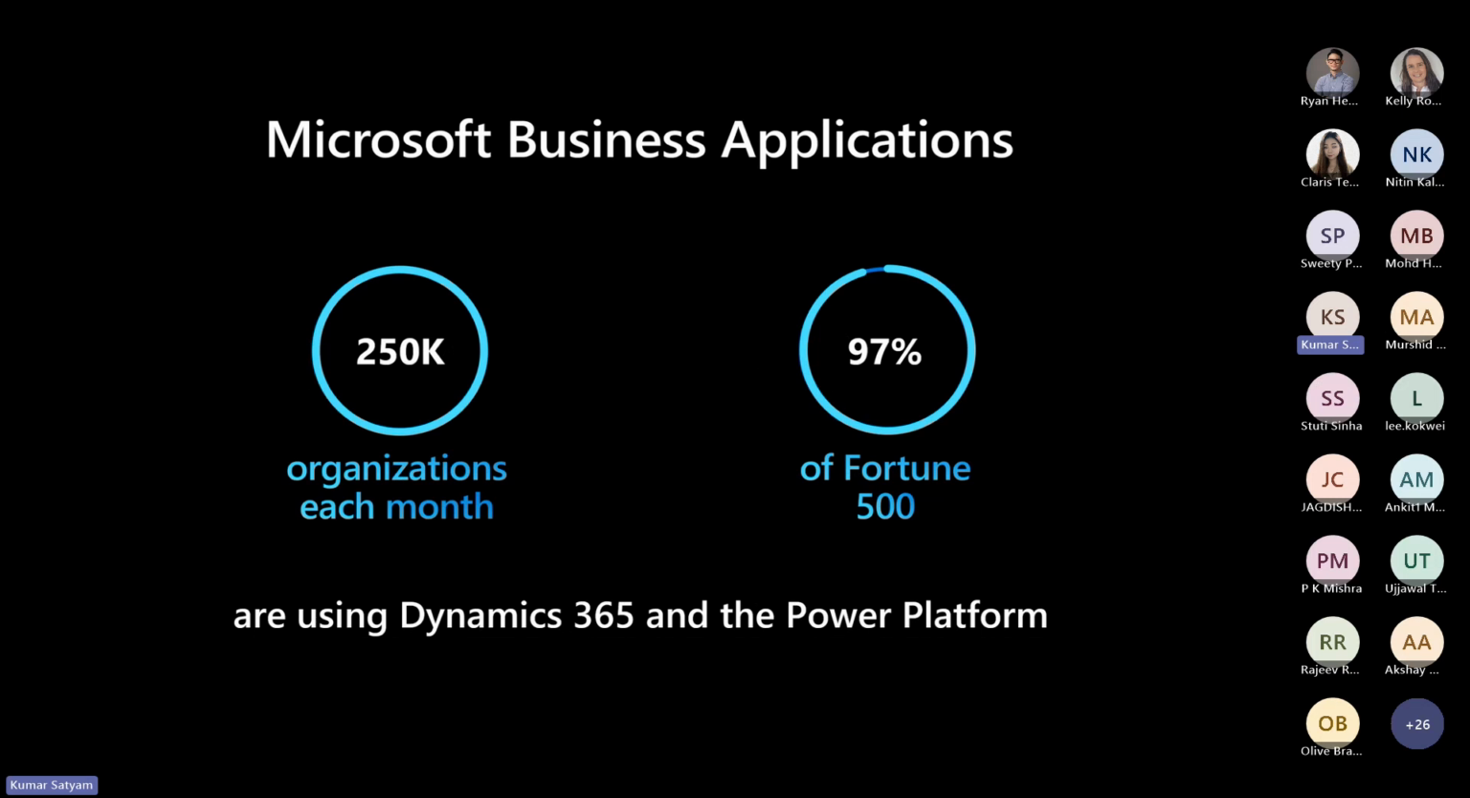All right, so some of the statistics of the users that are using Dynamics 365 and Power Platform. More than 250,000 organizations each month are joining this brigade, right? Where they're using Microsoft business applications, specifically Dynamics 365 and Power Platform, which is almost 97% of all the Fortune 500 companies across the globe.